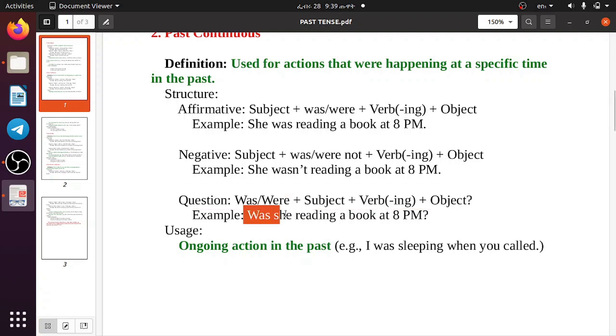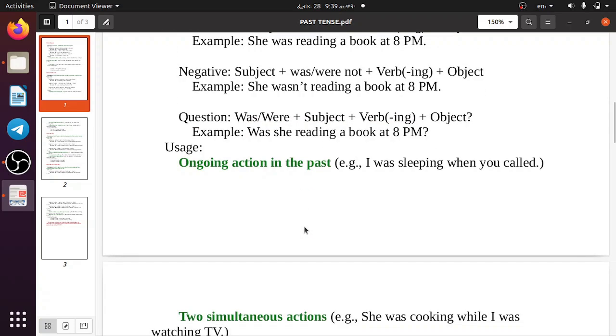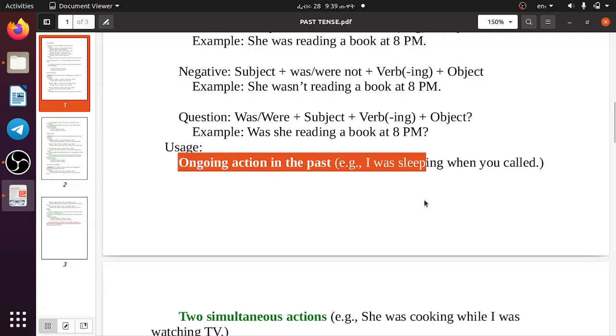When we see their usage, we use past continuous tense to describe ongoing action in the past. For example, I was sleeping when you called.